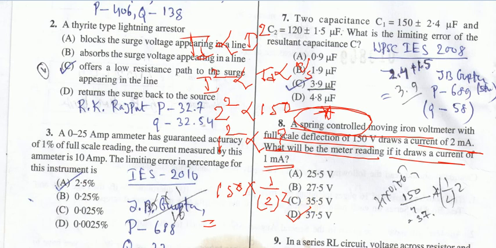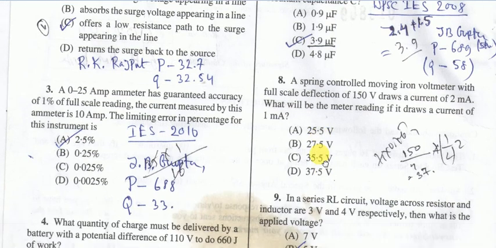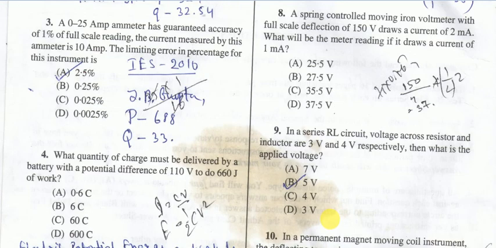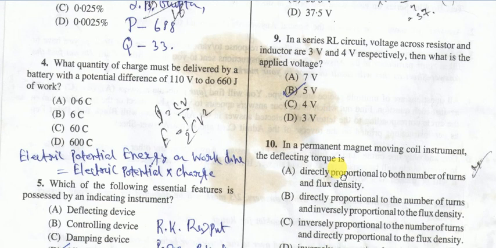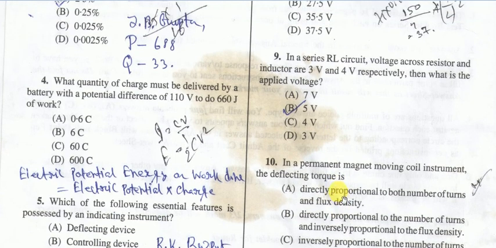Coming to our next question. Okay, what is our next question? The next question is a very simple topic about the RL circuit. In a series RL circuit, the voltage across the resistor and inductor are 3 volt and 4 volt respectively. Okay, and then what will be the applied voltage?